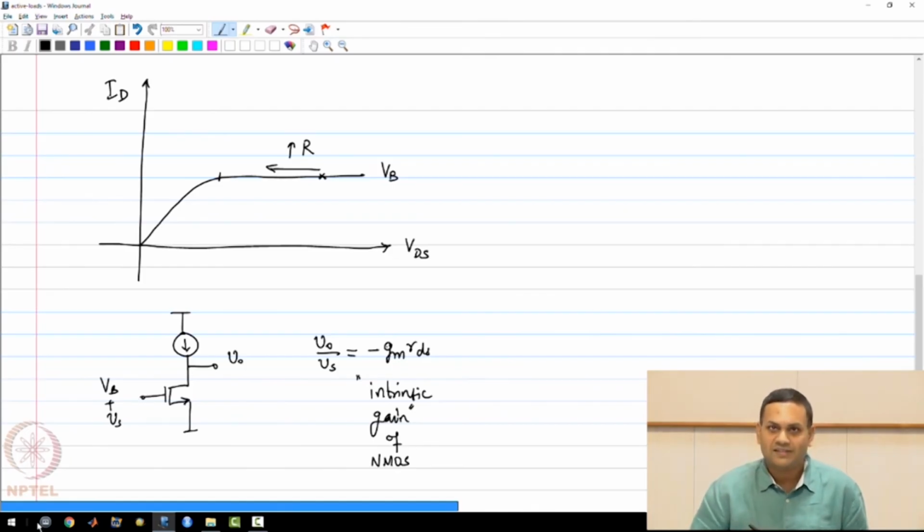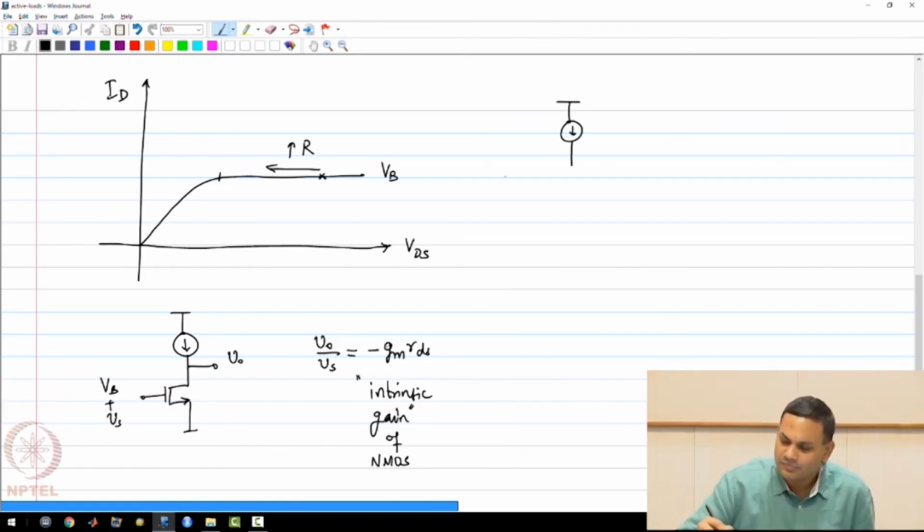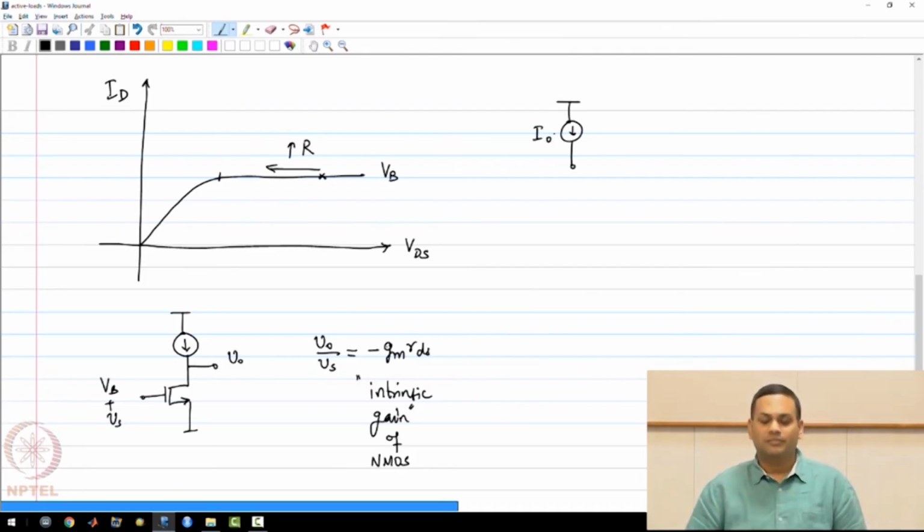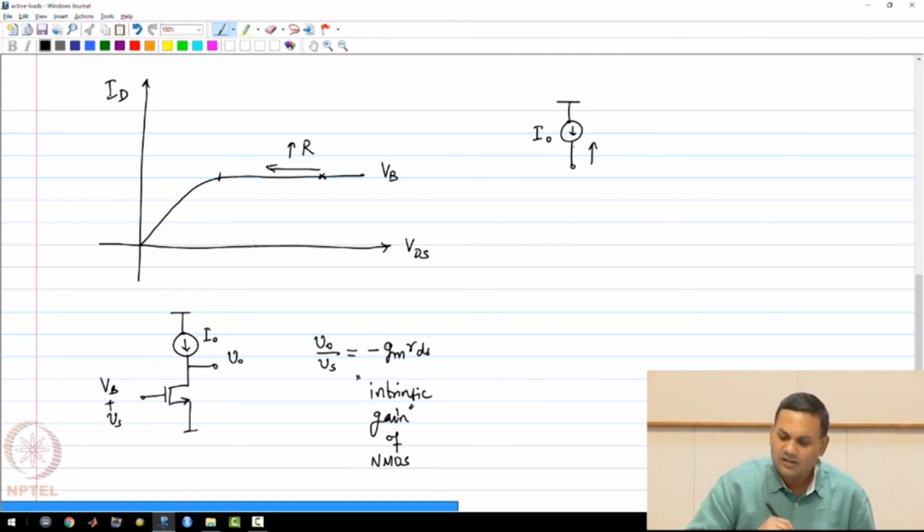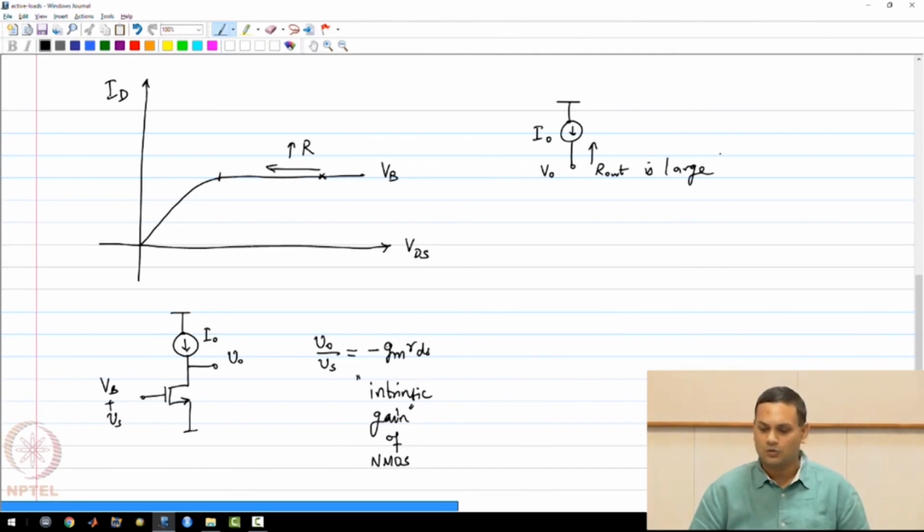Now our job next is going to be to design this current source. What we want is a current source of some value I naught. So this was I naught. Please note that the current source is taking some current from VDD and pushing it to ground, and obviously it has a constant voltage independent of VO, which means that R out is large. So these are the characteristics you want from a current source.